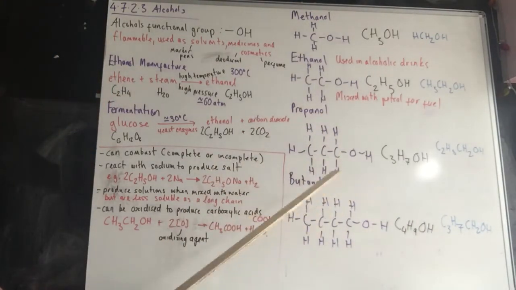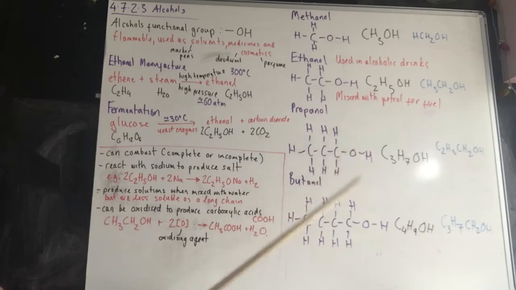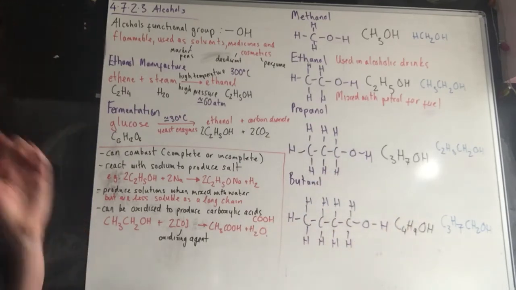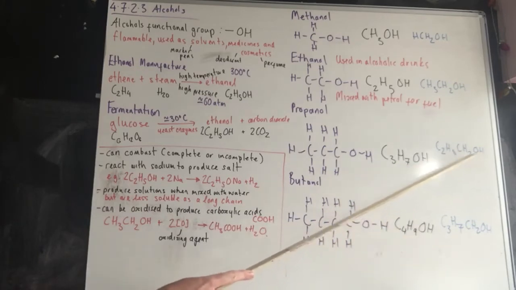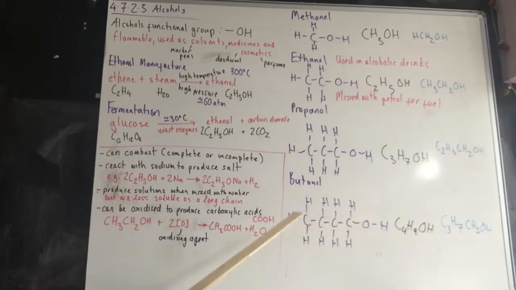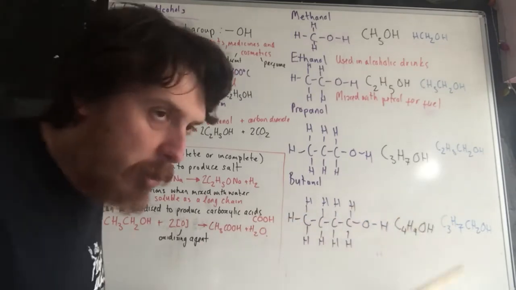Propanol has 3 carbons, and again, OH is the functional group, and it can be written in either of those 2 ways. We tend to use that one, however, that one may prove useful later. And butanol, 4 carbons, and that's what it looks like. And again, OH being your functional group.